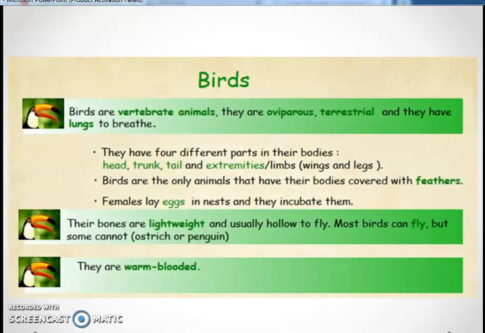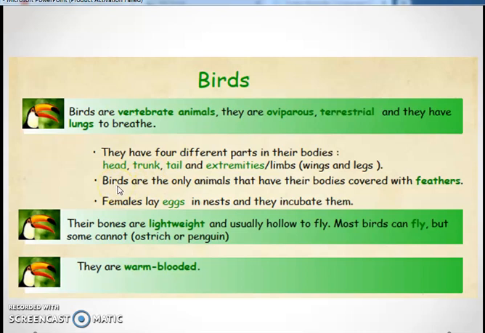Second group of vertebrates are birds. Birds are terrestrial and they use lungs to breathe. They are oviparous. About these groupings, we will have a separate lesson actually. They have four different parts in their body. The bird will have a head, trunk, tail, and limbs. This tail is an additional part of the body than the mammal.